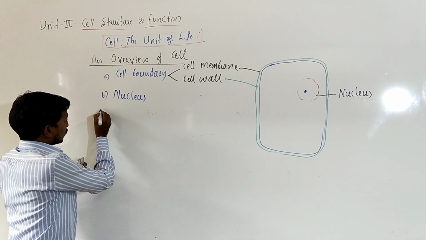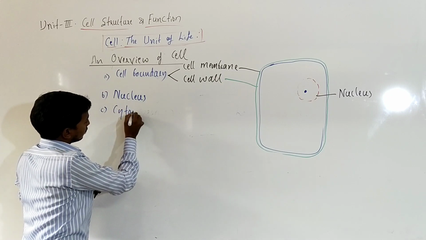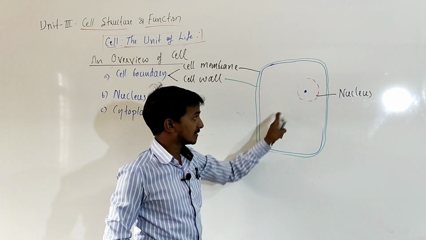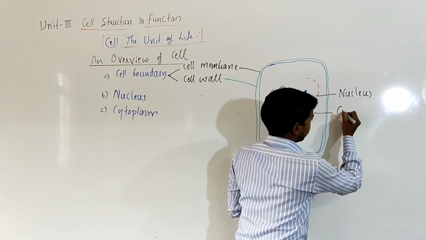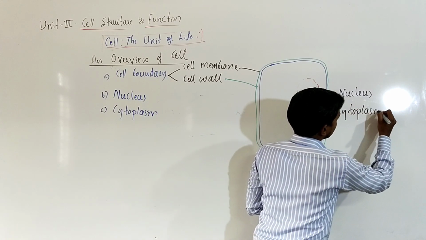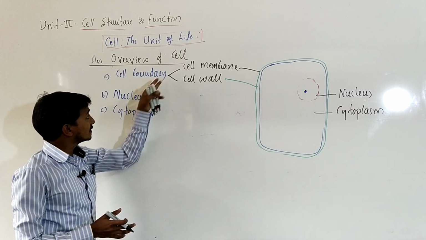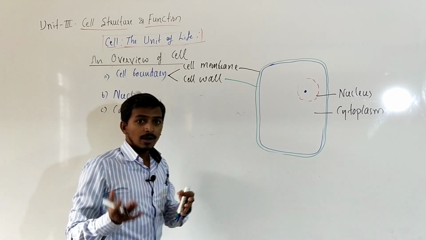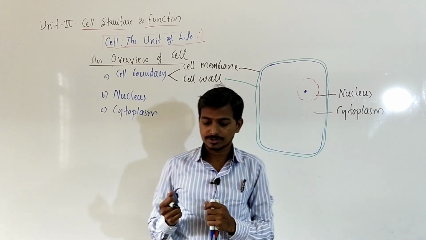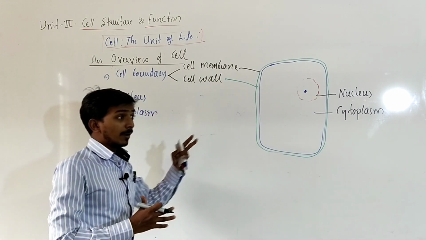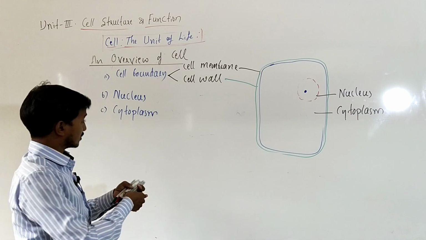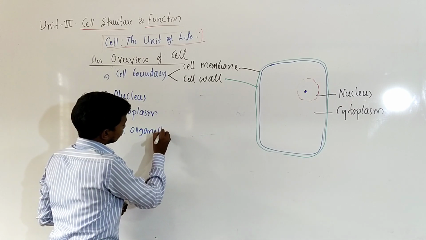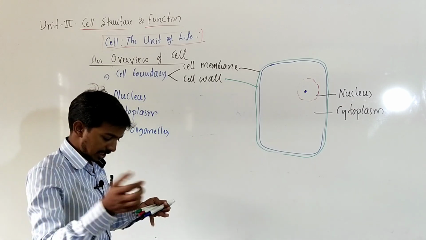Right. Then the next component of the cell is the cytoplasm. Whatever liquid or fluid is present inside the cell, that we refer to as the cytoplasm. But these three alone cannot perform all the functions, because the organism requires a wide range of activities. In such cases, the cell has many smaller structures known as cell organelles. Let us name some of the organelles.